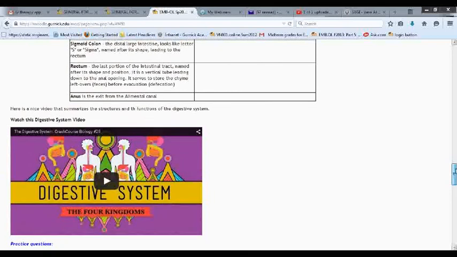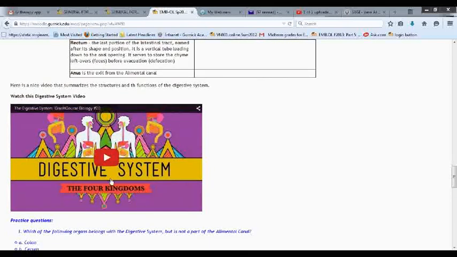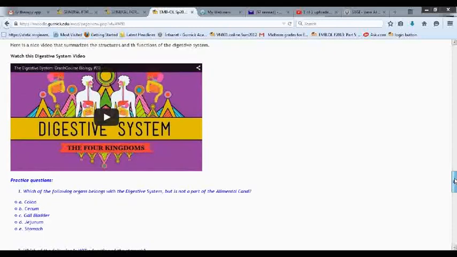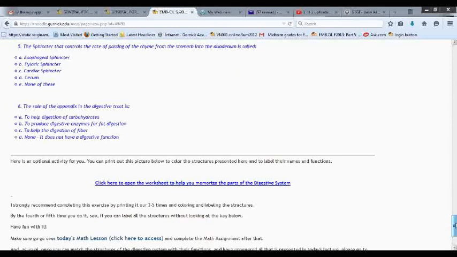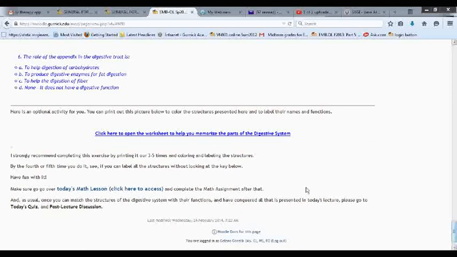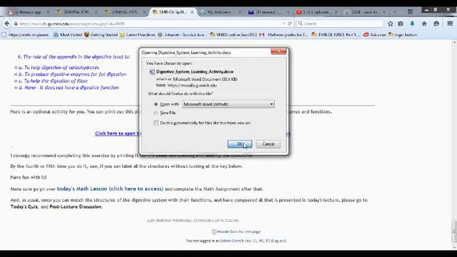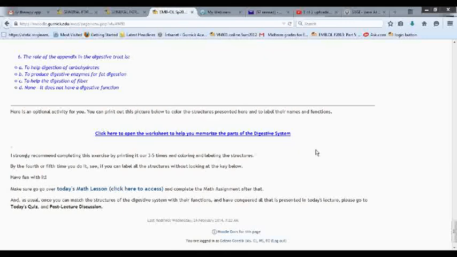Okay. Then when you get a chance, please watch the digestive system video here. And this is where we are going to wrap this up. Okay. I strongly recommend that you go to this link over here and work on this worksheet. You can actually print it out, Word document for you. And it's a nice little worksheet that you can color and label on your own.